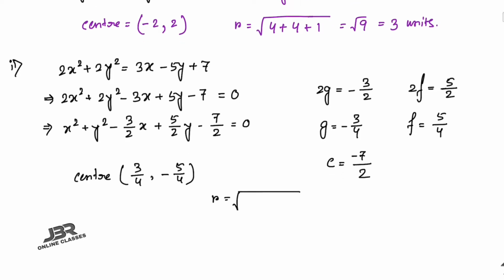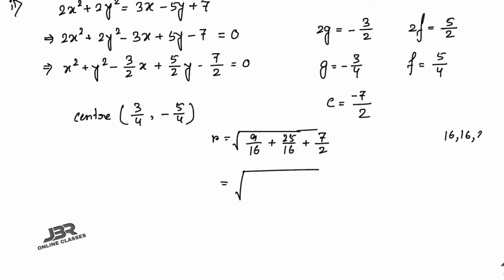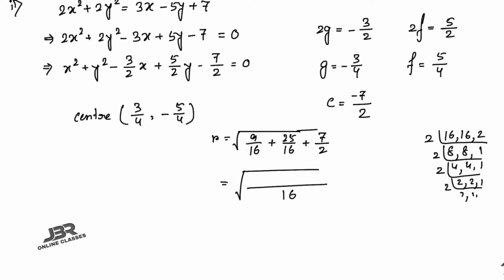And then radius equal to root over, g square means 9 by 16, f square means 25 by 16, and c means 7 by 2. So under the root we have 16, 16 and 2, so find the LCM. Then again it's 4 4, again it's 2, so 2 2, and again it's 2. So 16 is the LCM, so 9 plus 25, and for 7 by 2, 8 sevens are 56.